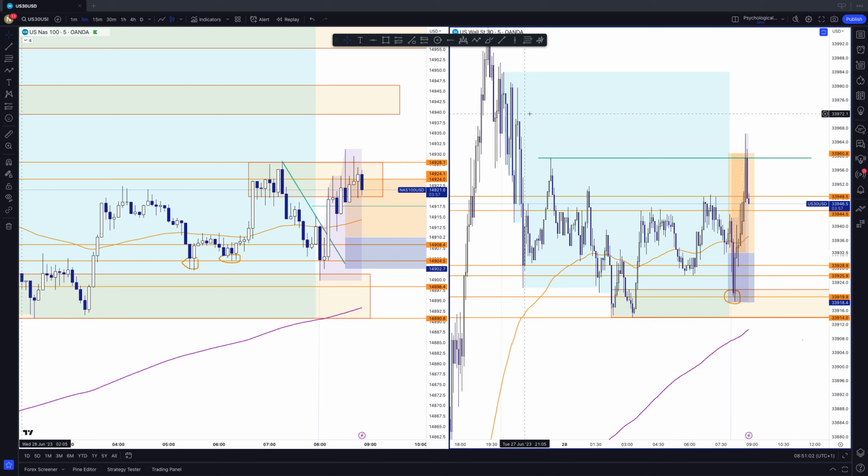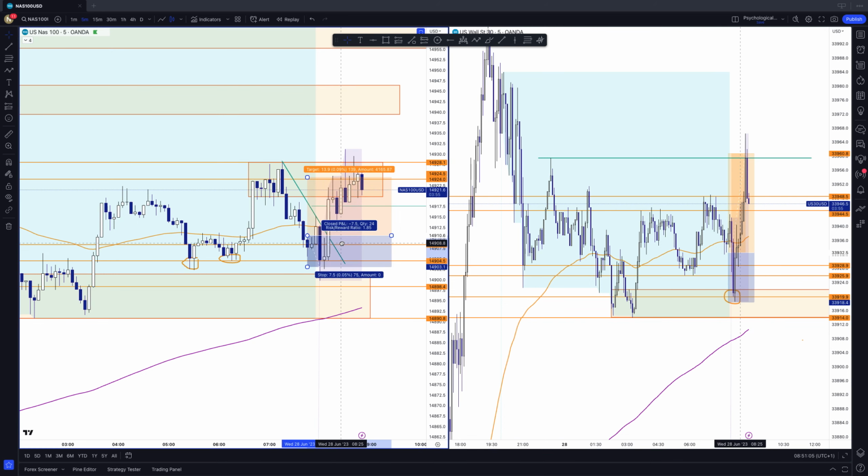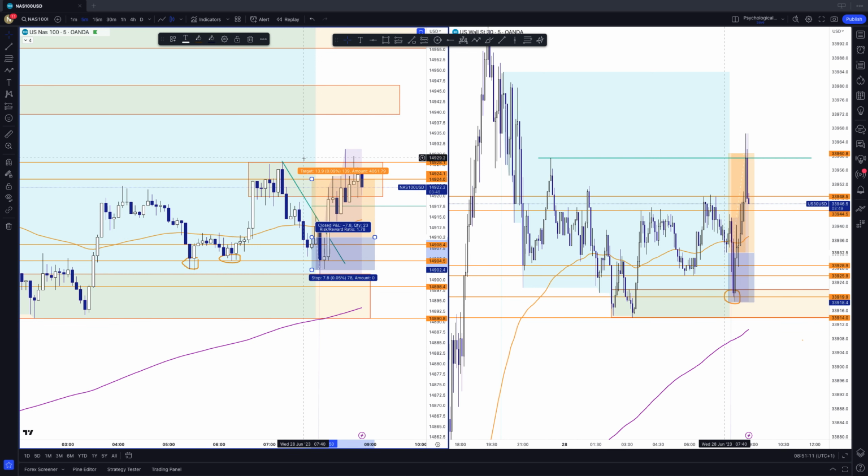Now that's all good and perfect. But for me, I just felt there was much more confluence in this certain moment to go off. And I just enjoyed this trade over here a bit better. In my opinion, it made more sense to take this one. So yeah, that was it. Otherwise, I didn't see much today.